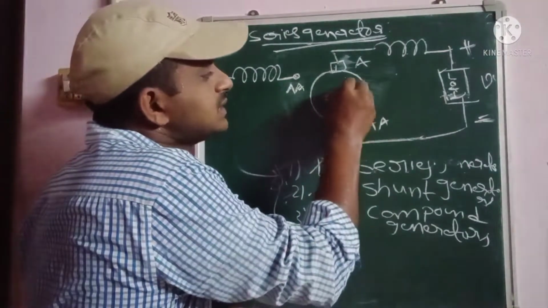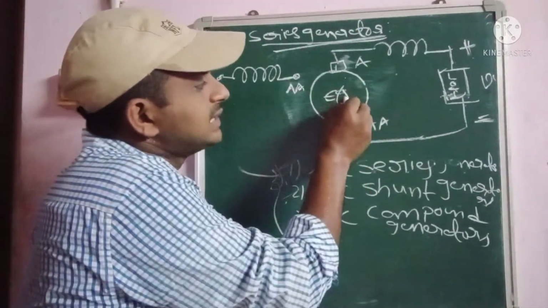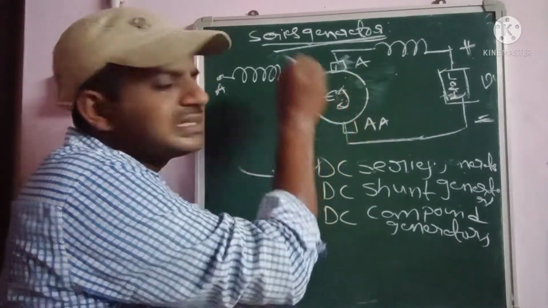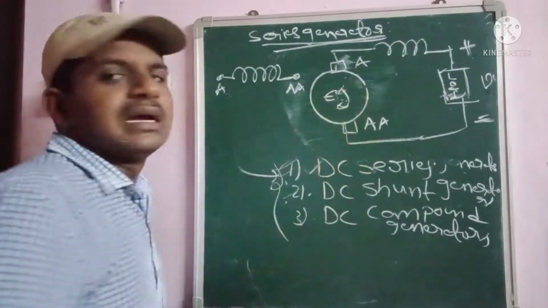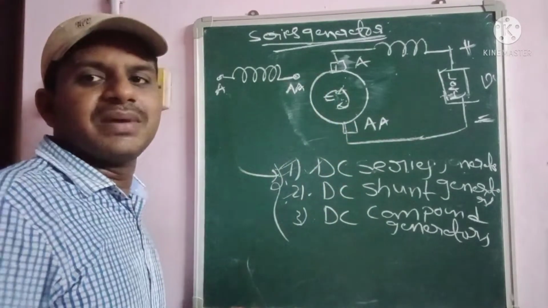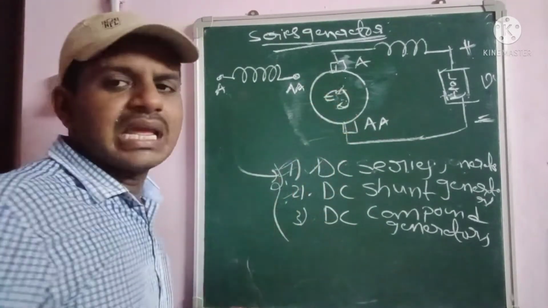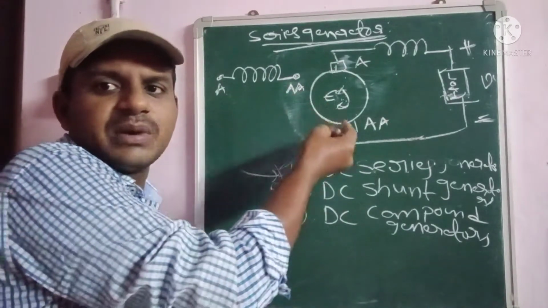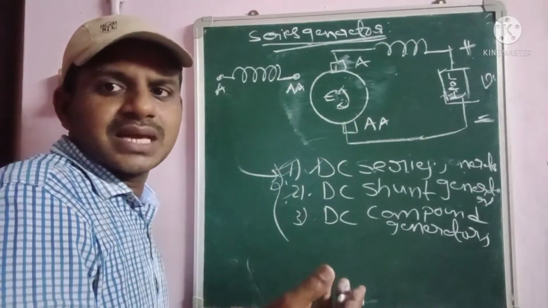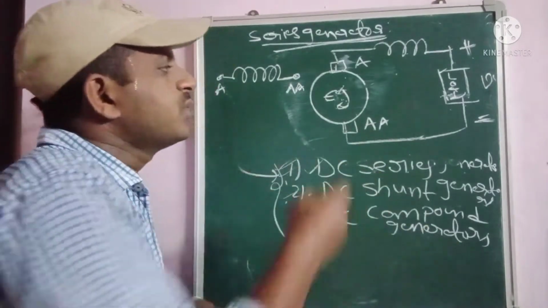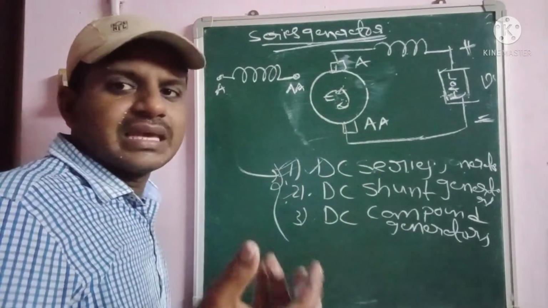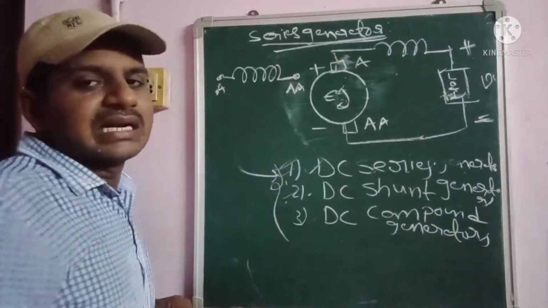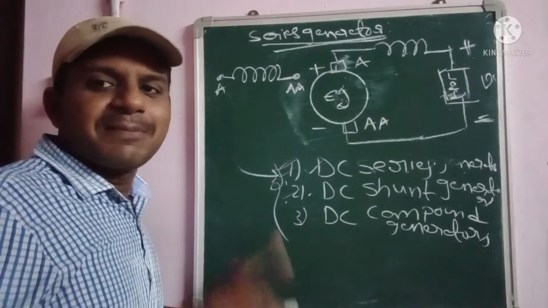That is given as EG. EG means generated EMF: G means generated, E means EMF. This generated EMF is also called a voltage, because the EMF produces either voltage or current. So this EMF is also called the resultant voltage, and it is indicated with plus and minus.